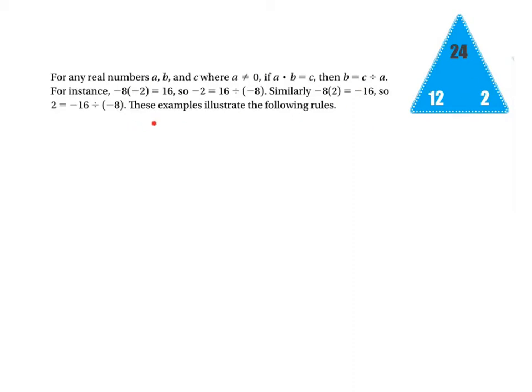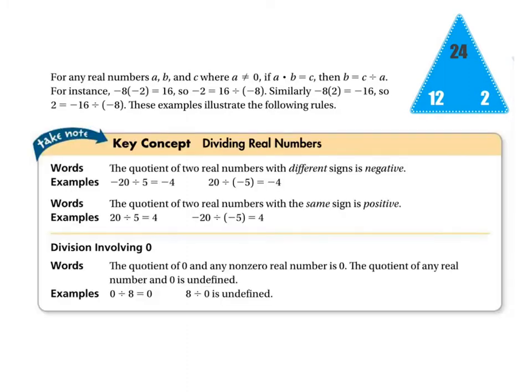That's what they're saying here, regardless of whether the numbers are positive or negative. Okay? So here's the idea that we're getting at. The quotient of two real numbers with different signs is negative. Okay? Just like 5 times negative 4 is negative 20, you can go backwards and say negative 20 divided by one of those numbers, 5, is the other number, negative 4. Okay? And so different signs, negative. Same signs, positive. Just like multiplication. It's the same idea. Different signs, negative, same sign, positive.